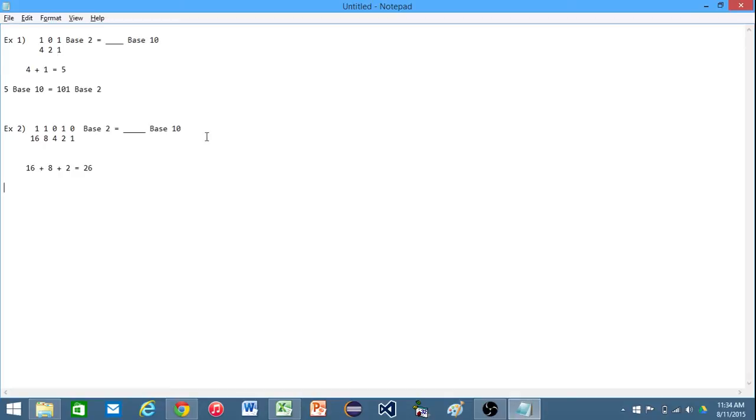And now we're almost finished. Let's just write it up nice. So 11010 base 2 is equal to 26 base 10. And that's the end of problem number 2. Alright, so we just went from binary to decimal.